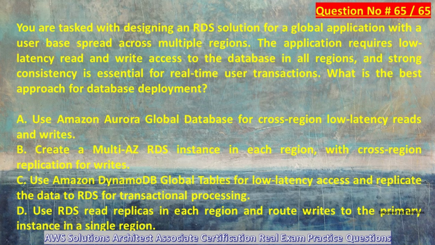A. Use Amazon Aurora Global Database for cross-region low-latency reads and writes. B. Create a multi-AZ RDS instance in each region, with cross-region replication for writes. C. Use Amazon DynamoDB global tables for low-latency access and replicate the data to RDS for transactional processing. D. Use RDS read replicas in each region and route writes to the primary instance in a single region.